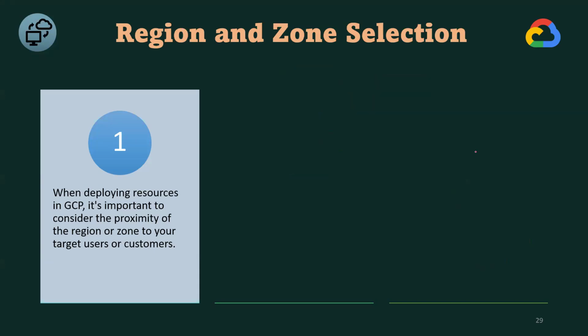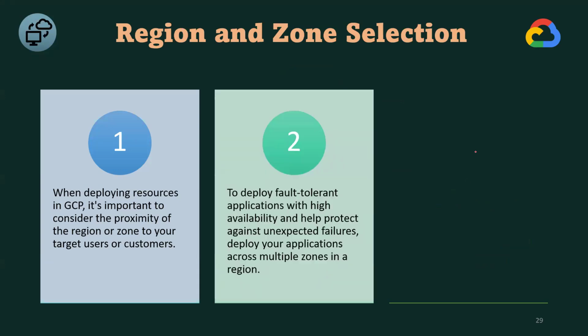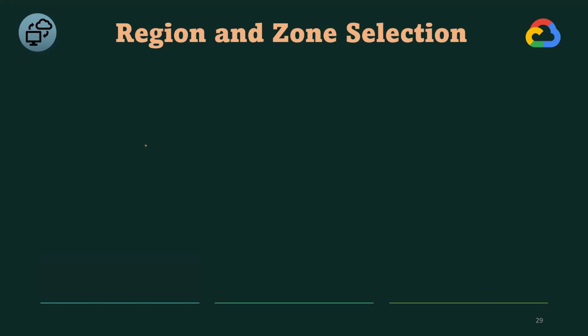Similarly, the second point: to deploy fault-tolerant applications with high availability and help protect against unexpected failures, deploy your applications across multiple zones in a region. What is happening here? Look here. You have a region. Inside the region, you have zone 1, zone 2, and zone 3. This is zone 1, this is zone 2, this is zone 3. So we have 3 zones.